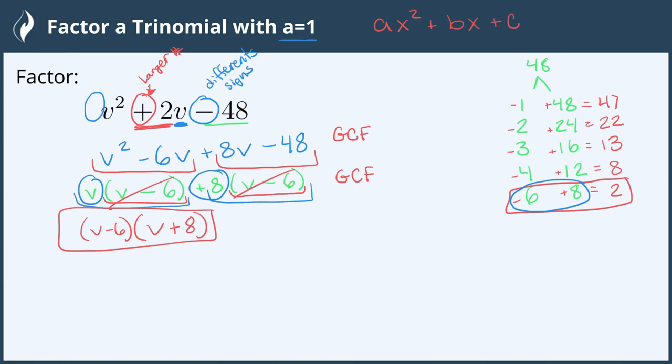If you want to check this, you can go ahead and FOIL to check and make sure that you get the exact same trinomial from the beginning. If you FOIL and you get this, then you factored correctly. I won't spend the time to do that in this video, but you can try it for your own practice. And we're all done.